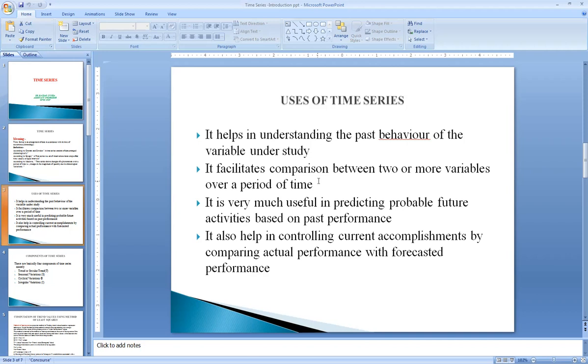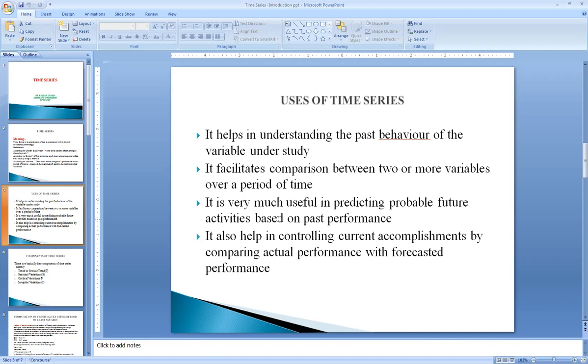Time series helps us judge the variations between two or more variables, and how the factors are influenced can be studied in time series. It also helps us to predict probable future activities. If any forecasting or future activities are being set or predicted, that can be based on past performance.